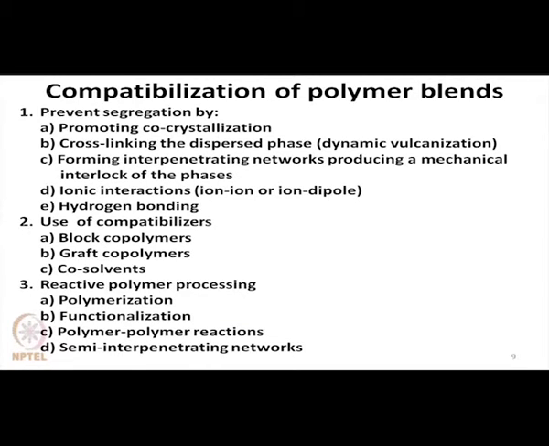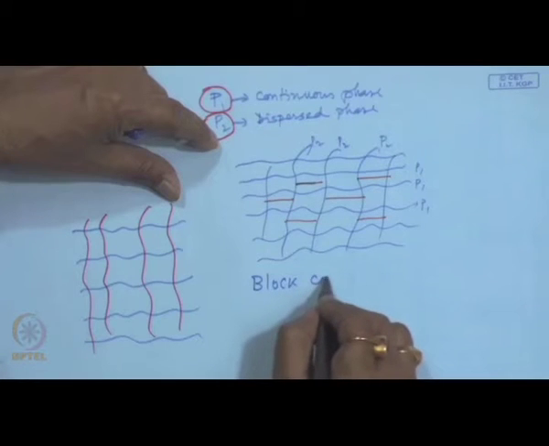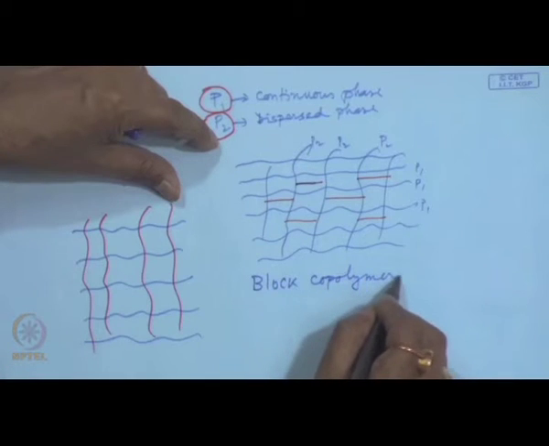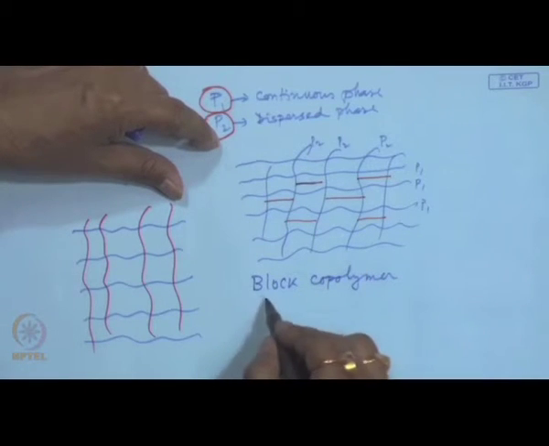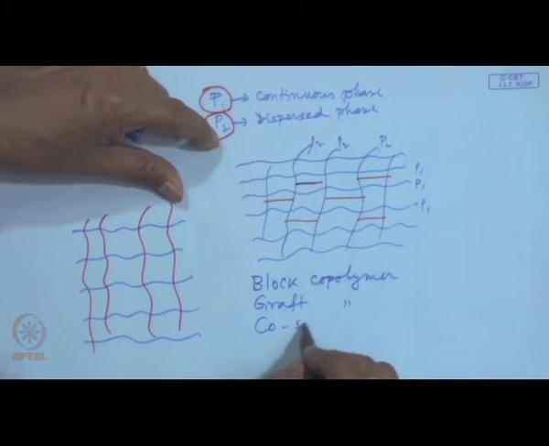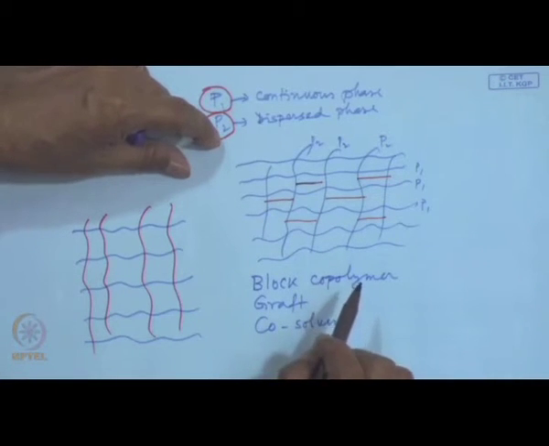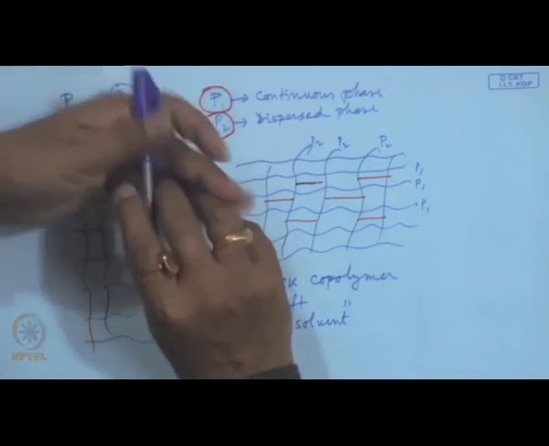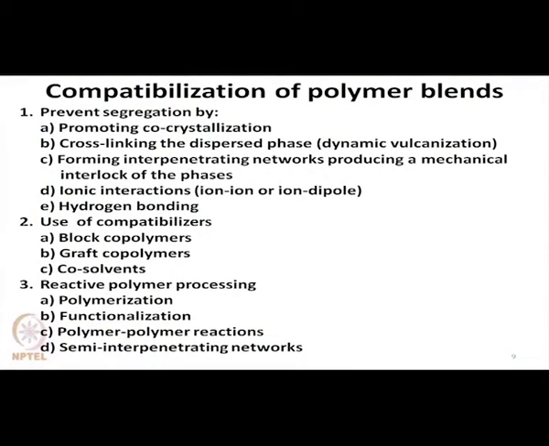As I mentioned earlier, compatibilizers can be of different nature. The compatibilizer can be a block copolymer, or a graft copolymer, or co-solvents. I shall discuss this a little more elaborately later. Then, compatibilization through reactive polymer processing.